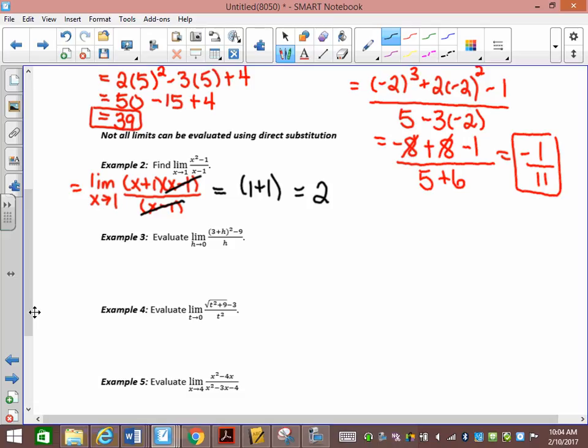Now, let's look at this one. Evaluate the limit as h approaches 0. I can't do this directly. If I put a 0 in, I get a denominator of 0, which is an issue, right? So I have to somehow maybe expand the top in hopes that I can take an h out, cross the h's off, and then I can substitute. Because my whole goal is to get rid of this h, get it to cancel somehow.